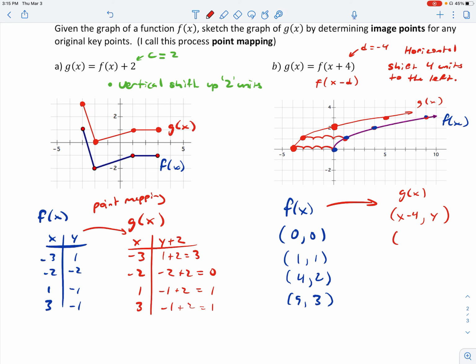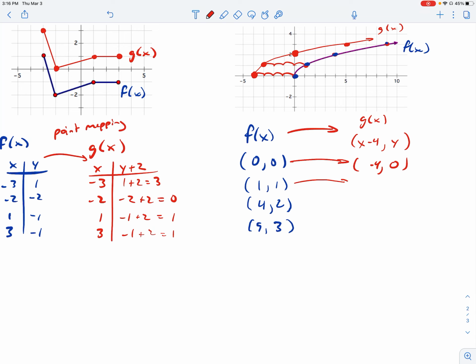Okay, let's do the first one. We're going to take x is 0, and plug it in for x there. So we have 0 minus 4, comma, and then we take the y value and plug the y in. That's just going to be 0. So this point mapped over to this point. I should actually put the value in here. Right now it says 0 minus 4, so I'm just going to erase this, and we can actually see it's just negative 4, 0.